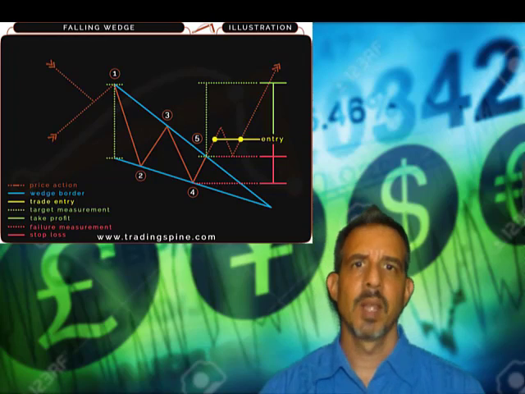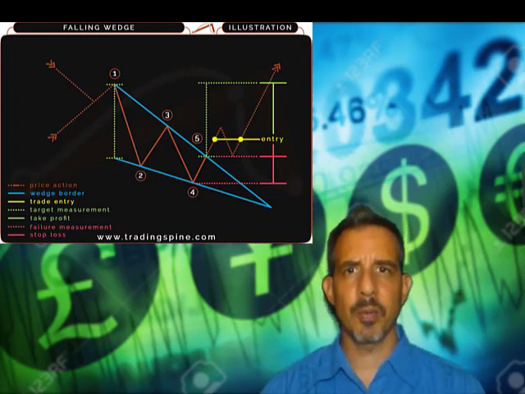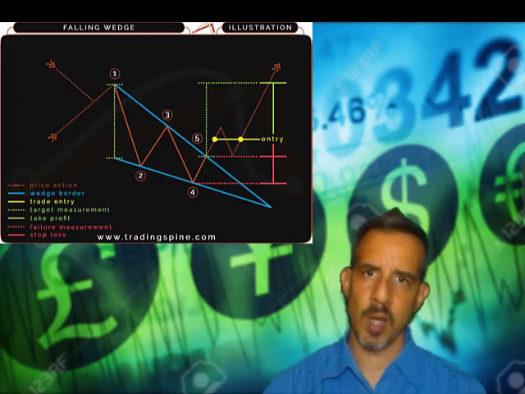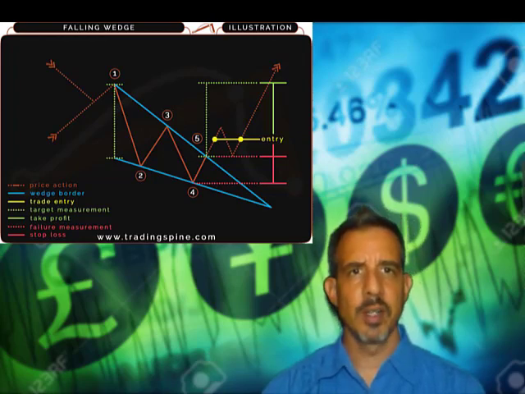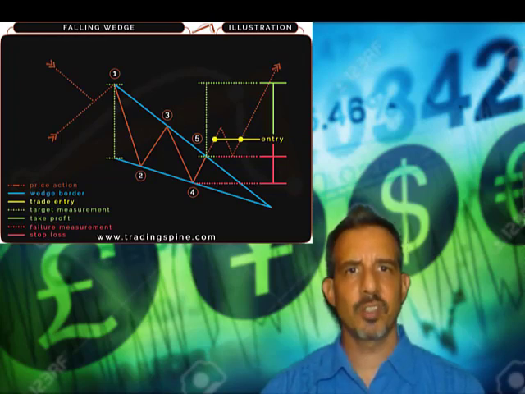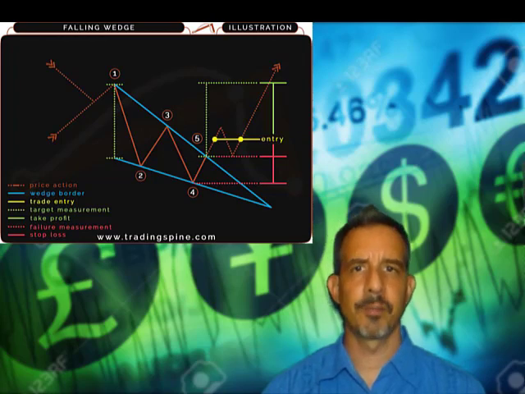Trade entry. After breaking the wedge's upper border at point 5, take an entry after confirming the breakout. Take profit, identified by measuring the vertical distance from the wedge's highest high, number 1, to the wedge's lowest border. That measurement is then applied from the breakout point, or number 5. Stop loss, the wedge's lowest low, number 4.